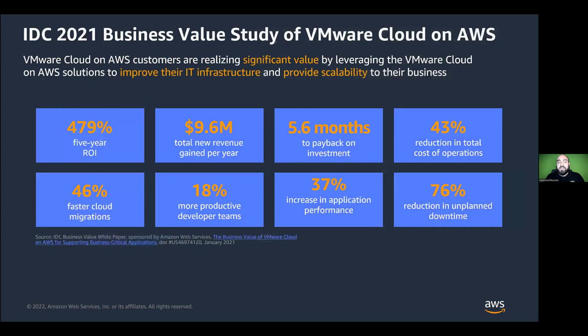Now, I'm just sharing here a recent study by IDC about, again, business value for customers using VMware Cloud on AWS. You can see lots of numbers here, but the one I'm going to stop at carries the same message: fast, rapid migration to cloud. In that study, customers are experiencing 46% faster cloud migration than the usual path of migration to cloud.